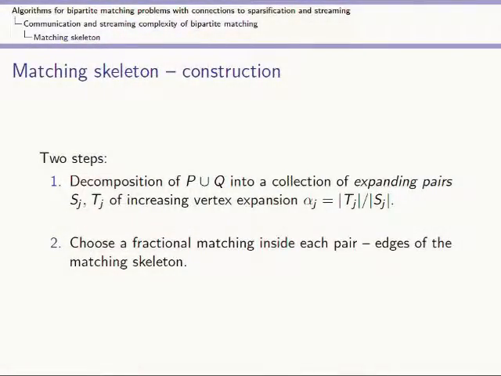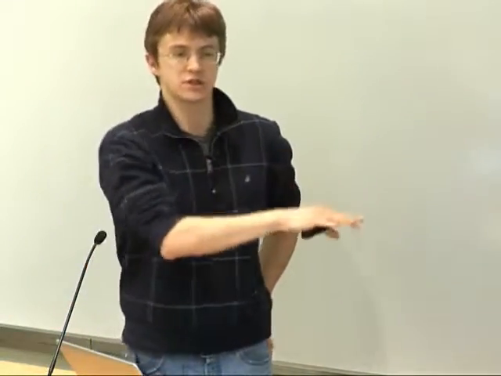Great. So the construction of this matching skeleton will proceed in two steps. First, I will take the graph and come up with a decomposition of the vertex set of the graph into what we call expanding pairs. These will be pairs S_j, T_j, and these will be vertex-induced subgraphs that have increasing vertex expansion. The jth such subgraph will have expansion denoted by alpha j, and this expansion will be the ratio of the size of the graph. Okay, so once I have this decomposition, I will choose a fractional matching inside each such subgraph, and the edges that the fractional matching is supported on will be the edges of the skeleton.